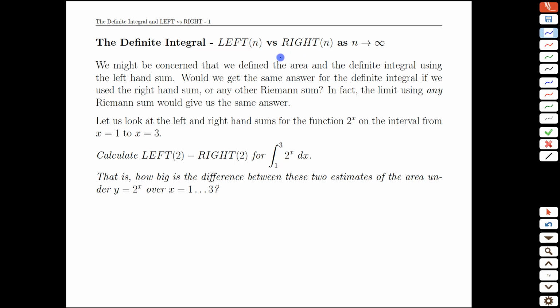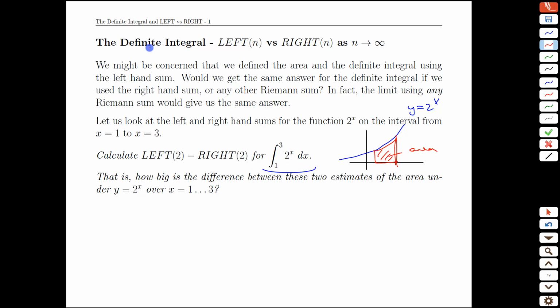In this video, we're going to do a little side exploration of a topic that you may not have thought of because it went by fairly quickly. When we defined the definite integral, say this integral from 1 to 3, 2 to the x dx, that would represent the area under the graph of 2 to the x between x equals 1 and x equals 3. This is now our notation for that area.